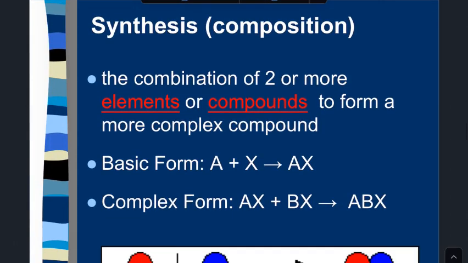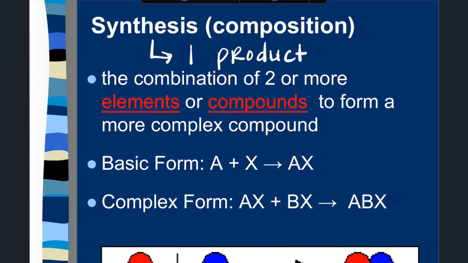Our next type of chemical reaction that we're going to talk about is a synthesis reaction. Sometimes this is also called composition. A synthesis reaction is when we have 2 or more elements or compounds that join together in order to form a more complex compound. When we start getting into these types, there are some easy ways for us to identify what it is. A synthesis reaction is always going to have one product. That is our key. If it has one product, it's a synthesis reaction.